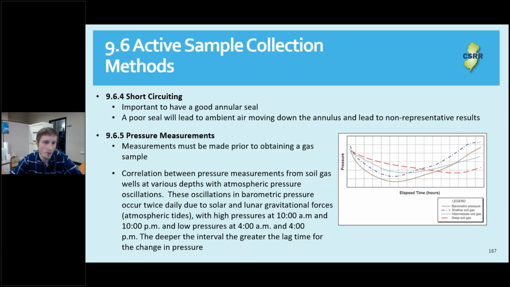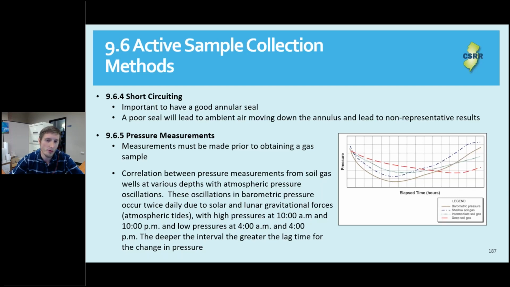Yeah, so one thing to keep aware of is the idea of short circuiting. That is when a poor seal leads to the ambient atmospheric air moving down the annulus, and that leads to non-representative results. It is very important to have a good seal, so you should use clay or bentonite.